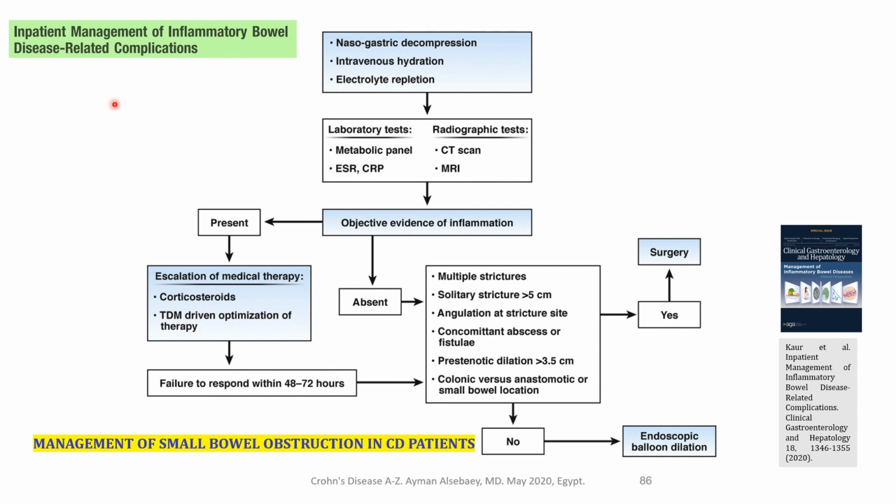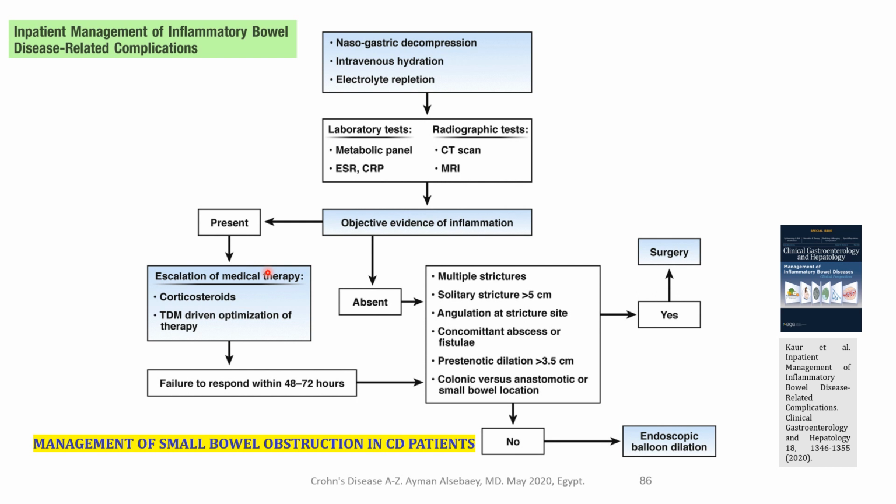Again, I have a patient with a small bowel obstruction and he is known to have Crohn's disease. Number one, I will do CT and MRI to see if there is inflammation or not. If there is inflammation from the start, I will give a 2 days trial of corticosteroids as long as there is no peritonitis or bowel ischemia.